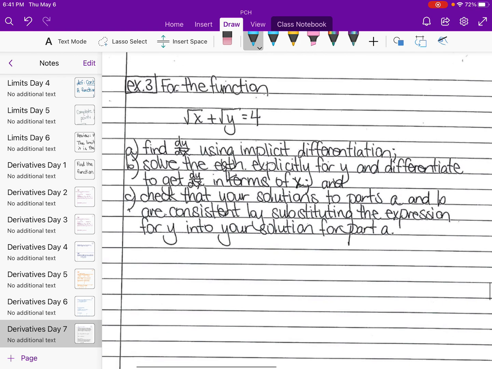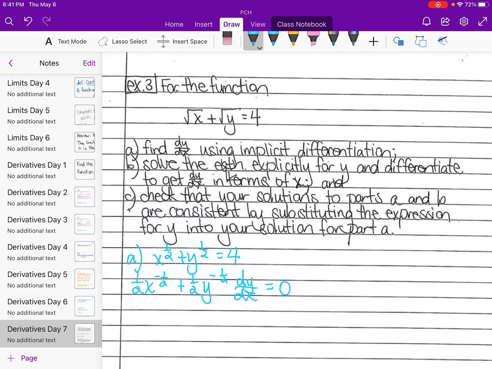Okay, so for the function, blah, blah, blah, find dy dx using implicit differentiation. So I'm going to write it like this first. This does not involve a y, so I don't need chain rule. This does involve a y, so I do need chain rule.